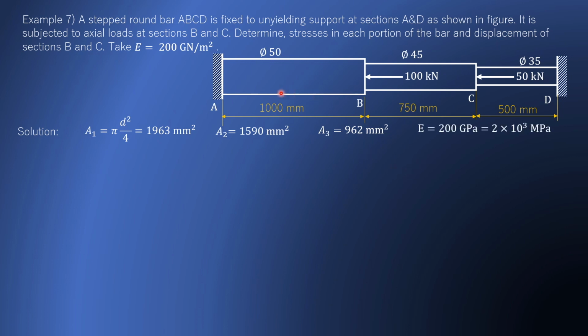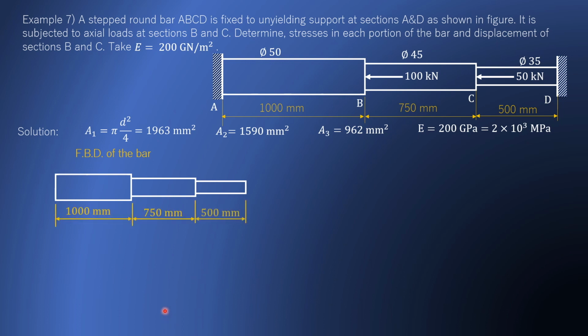Young's modulus, the entire bar is made of same material. Young's modulus is 2 into 10 raised to 3 megapascal. Megapascal is Newton per millimeter squared. Okay. FBD of the bar, because first we should find these reactions. So draw diagram of the bar, then show all active forces, 100 kilonewton, 50 kilonewton. These are applied forces, and then reactions. So reaction at this support, RD. Reaction at left side support, RA.